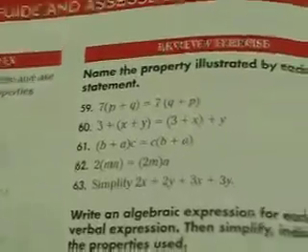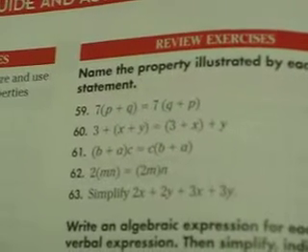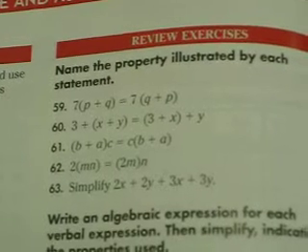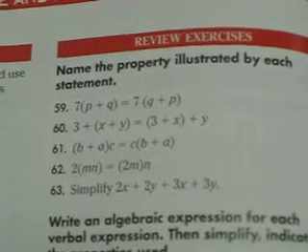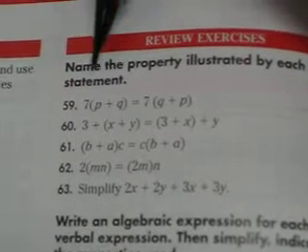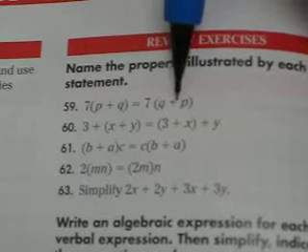Okay, on numbers 59 and 61 and 63, it says name the property illustrated by each statement. Okay, 59, it looks like we have 7 times p plus q and 7 times q plus p.